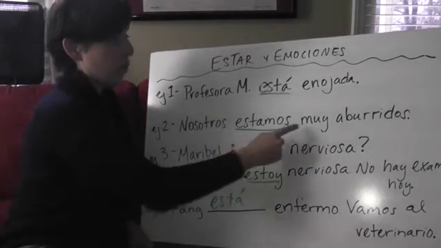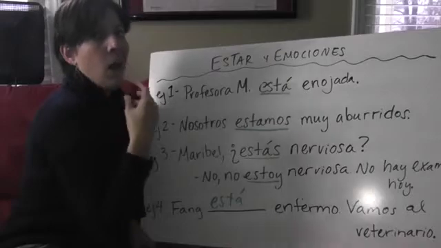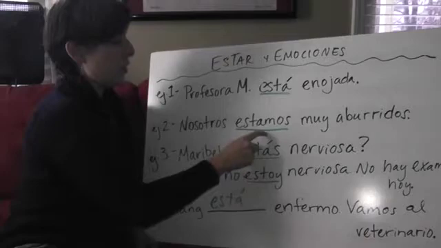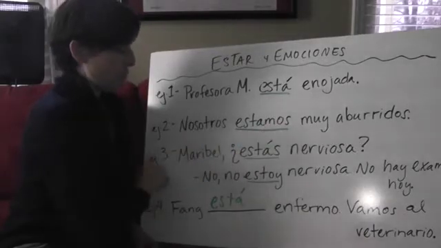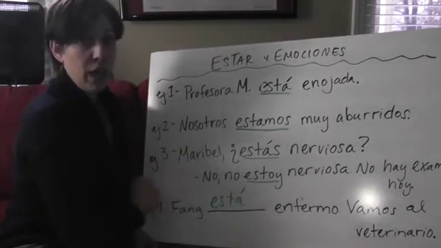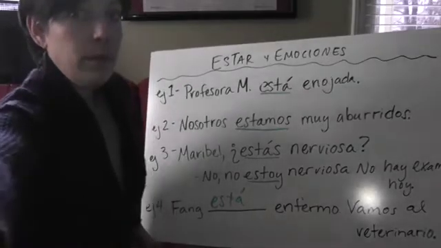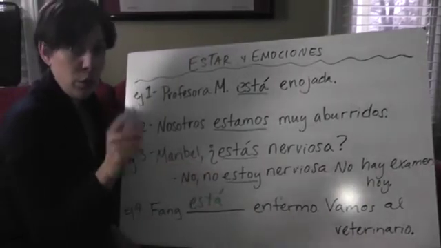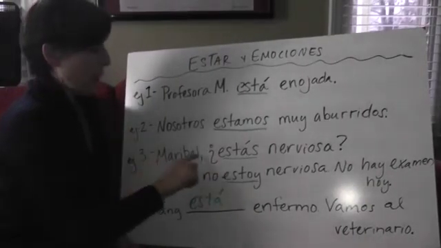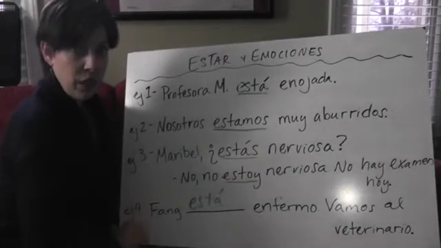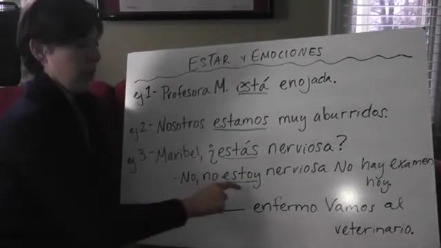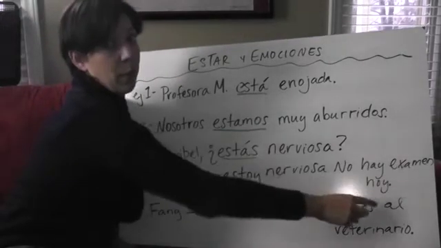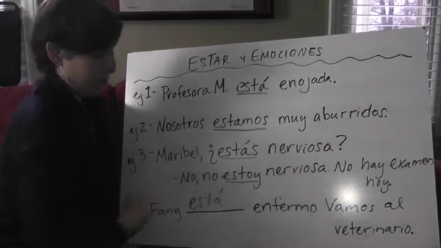Nosotros estamos muy aburridos. Ay, qué aburrido. Así es. Nosotros estamos. The amos gets added to match nosotros. Now, down here we have a question and an answer. We have Maribel, comma, which tells me I'm talking to Maribel, not about Maribel. So I have Maribel, comma, ¿estás nerviosa? And she would answer me, no, no estoy nerviosa. No, I'm not nervous. No hay examen hoy. No estoy nerviosa.